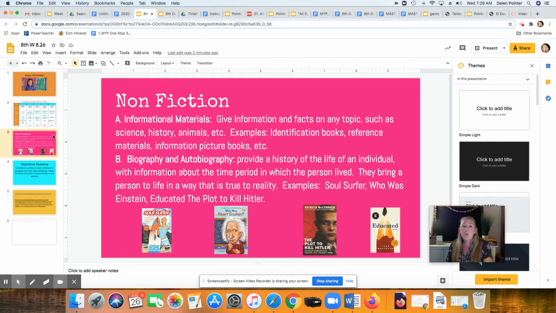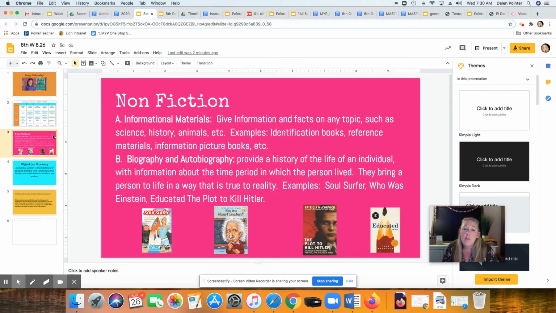genre of the day, which is nonfiction. Okay. There's a lot of different kinds of nonfiction, but there are really two main ones, and that's informational materials. Those give information and facts on any topic, such as science, history, animals, etc. And some examples of that would be identification books, reference materials, informational picture books, etc. Textbooks would probably be in there. They would. So all of those just kind of teaching books if you want to learn more about a topic.